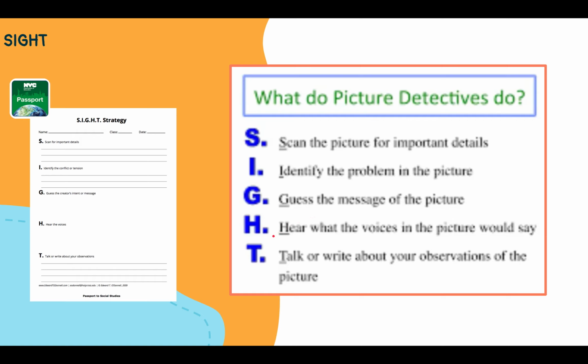Then we want to hear what the voices in the picture would say. If there are people in the image, what do you think they're saying, depending on the situation that's in the image? We want to be able to give those people voices in order to kind of help us put ourselves in that situation. And then, using all the data that we've gathered, we want to be able to talk or write about your observations of the picture.